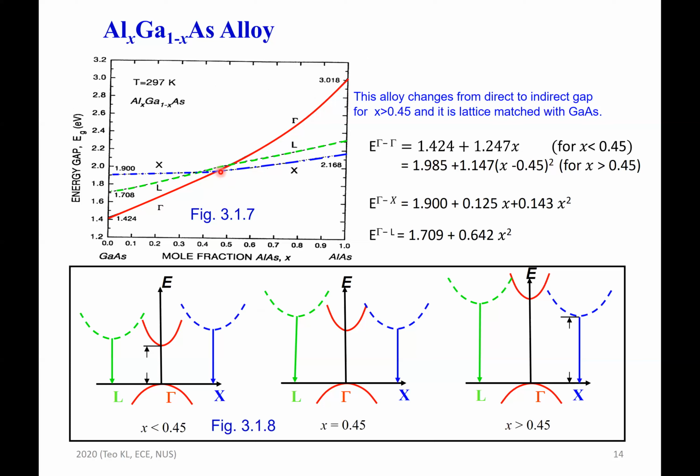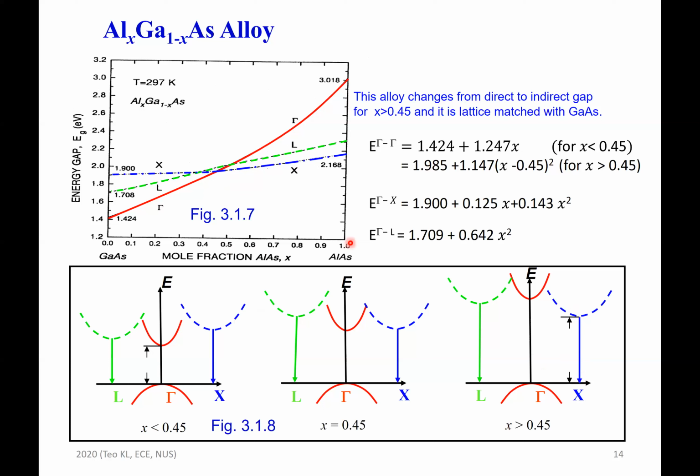Okay, beyond x of 0.45, you can see that the energy of the X value with respect to the top of the valence band is lower compared to the red curve, which is the conduction band with respect to the top of the valence band. So it actually becomes an indirect band gap semiconductor, because after the crossover, the X value is the minimum with respect to the top of the valence band. So this is the indirect band gap of the semiconductor.